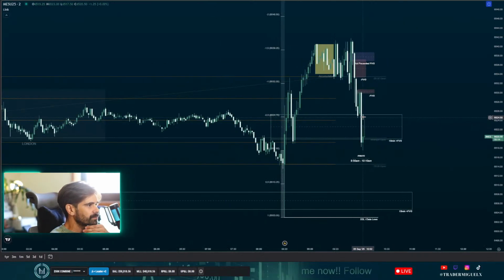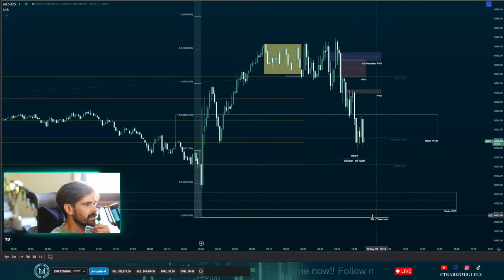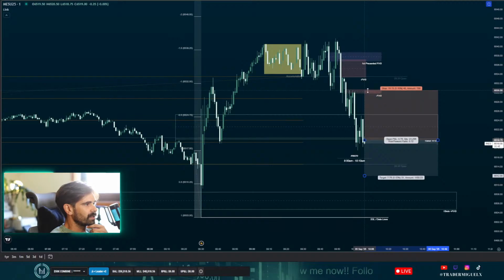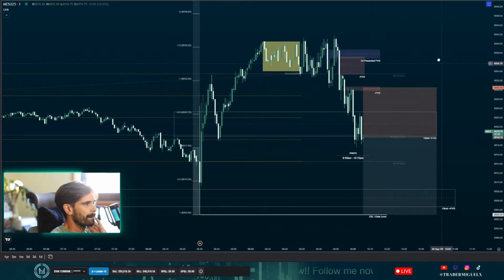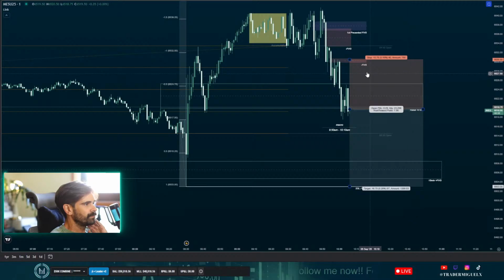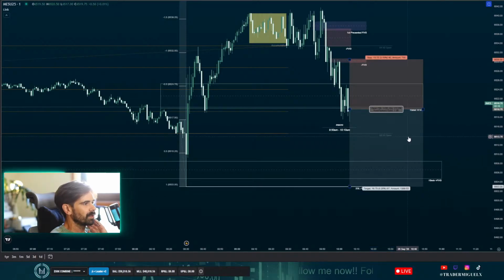So price came to the order block, the 2-minute fair value gap as well, and it's displacing lower. So yeah, I believe we will head lower. We will probably get to these data lows here. Price is trying to play below midnight open as well. But the risk to reward is horrendous. It's not good at all. Yeah, I will not take this one.